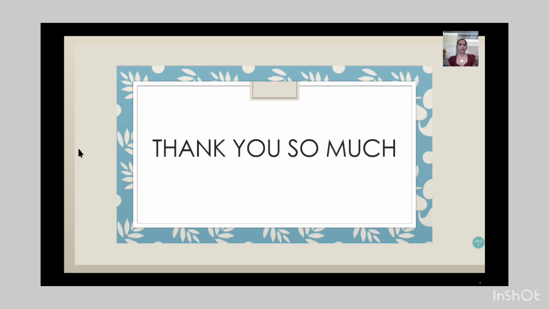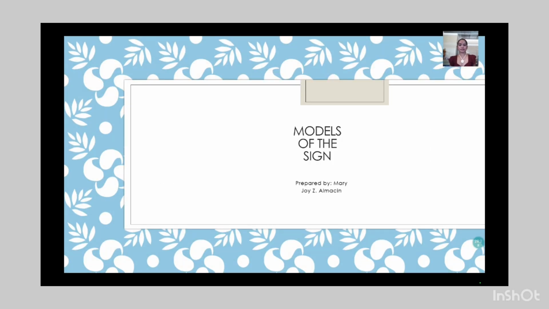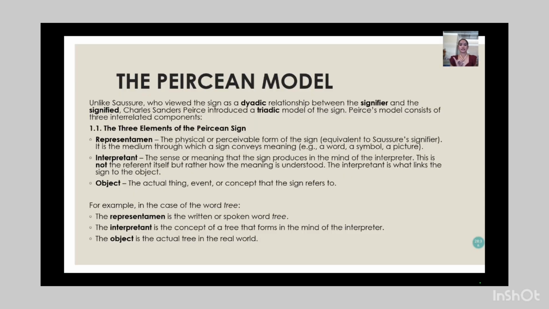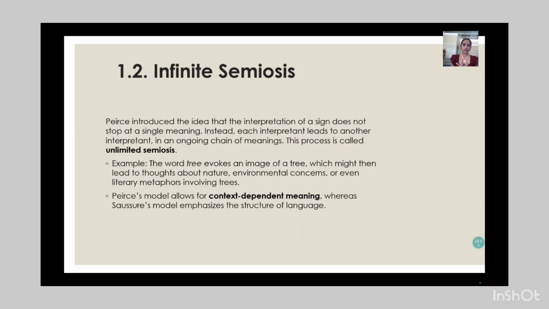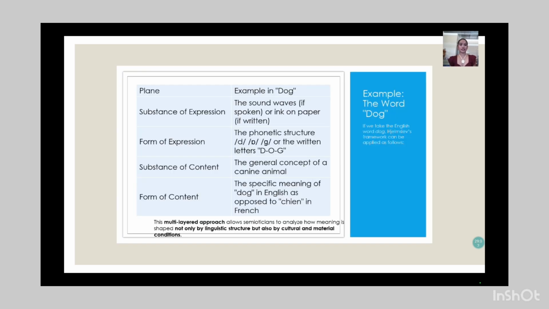So that's my report about the models of a sign. We have three models. The Saussurean model, the dyadic model of the sign. The second one is the Peircean model. Charles Sanders Peirce introduced the triadic model of the sign, while Saussure has a dyadic relationship between signifier and signified. And then the last one is Hjelmslev's framework.